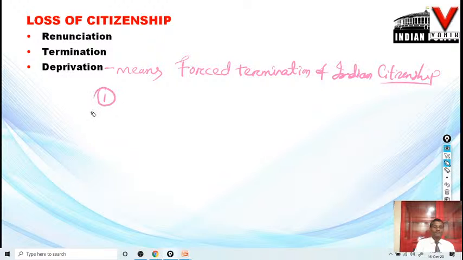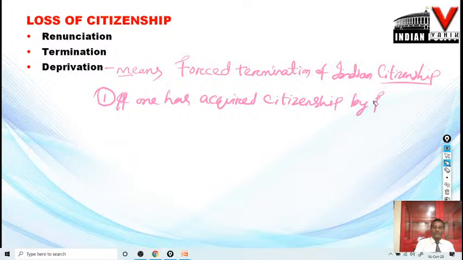Number one means forced termination of Indian citizenship. Okay. So first is if one has acquired citizenship by fraudulent means, like in a duplicate way, then his citizenship will be cut off.